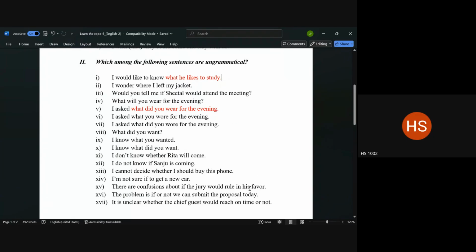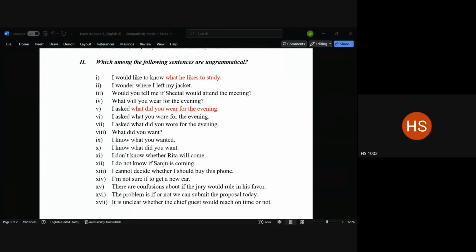Yes, ma'am. Thank you. What's the difference between a question clause and a question? A question clause will always be present as a part of the bigger sentence. It will be a subordinate clause which is a part of the independent clause. But a question will not be a part of anything. It will be by itself. Like "What did you wear for the evening" is an interrogative sentence. It's a simple sentence, not a complex sentence. Understand?